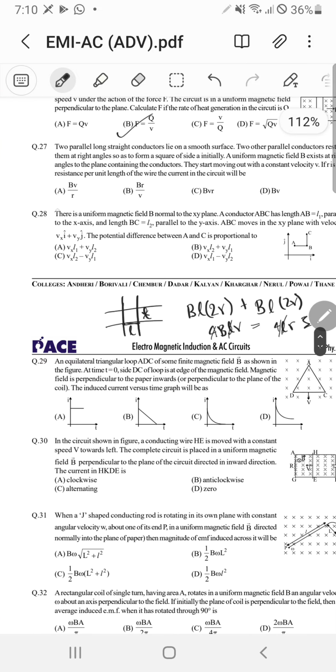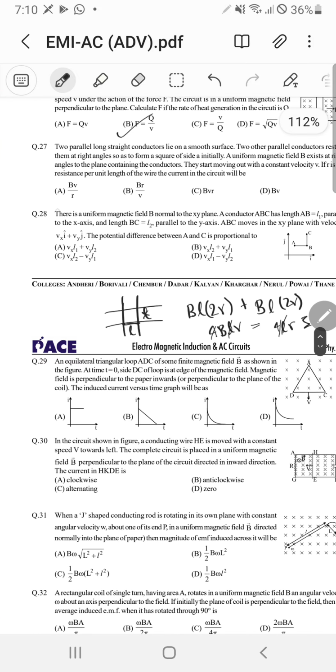Next, there is a uniform magnetic field B normal to the xy plane. A conductor ABC has length AB equal to L1 parallel to the x-axis. Okay, this is the figure. L2 parallel to the y-axis. ABC moves in the xy plane with velocity. Fine. The potential difference between A and C is proportional to. This shouldn't be that bad. Potential difference between A and B is fine, no big deal.